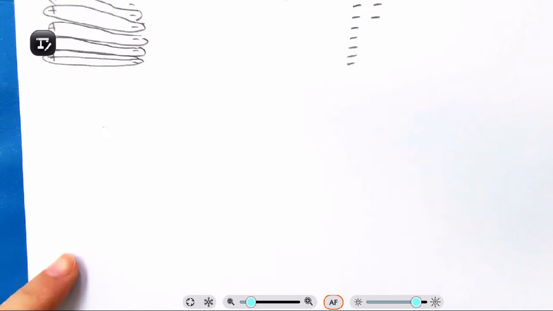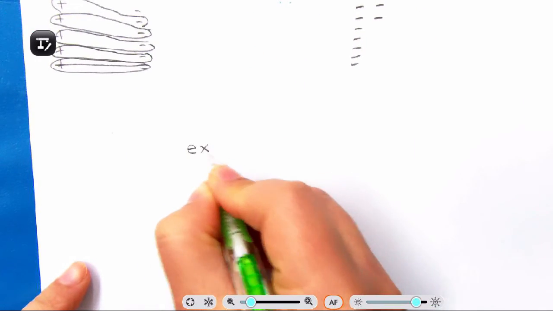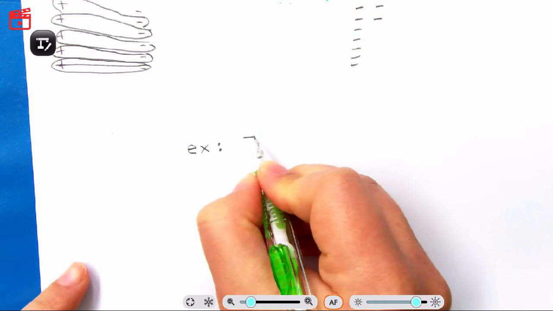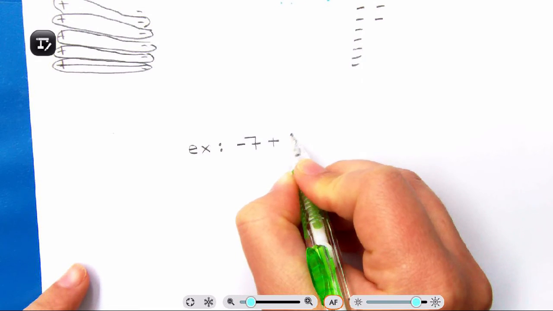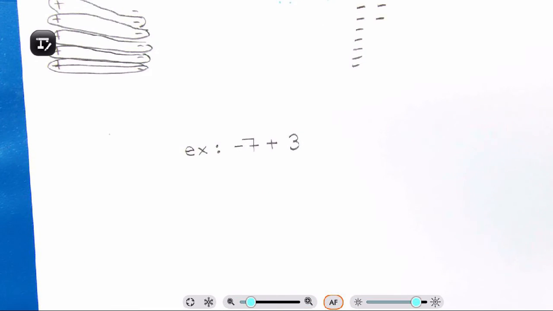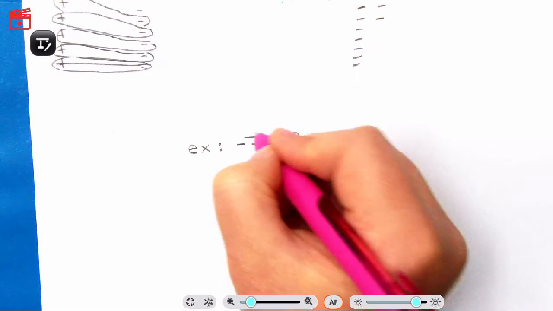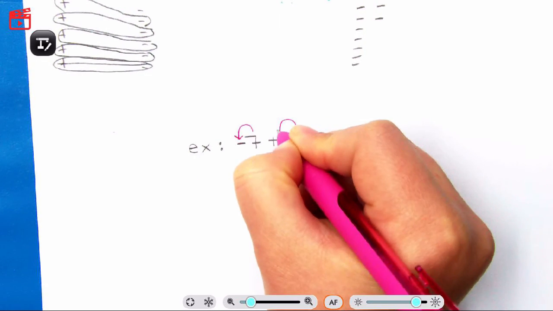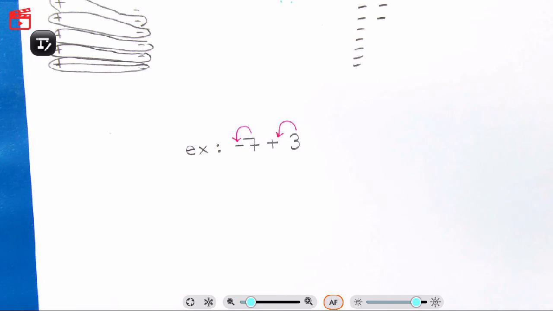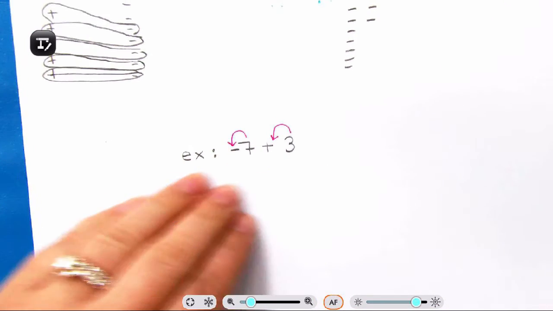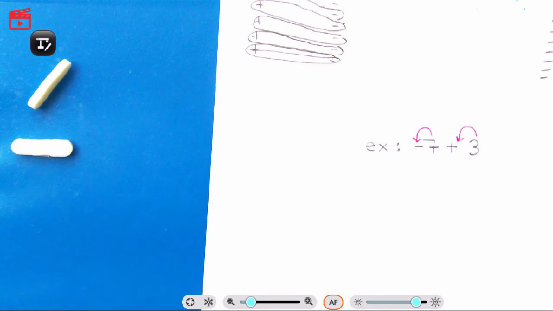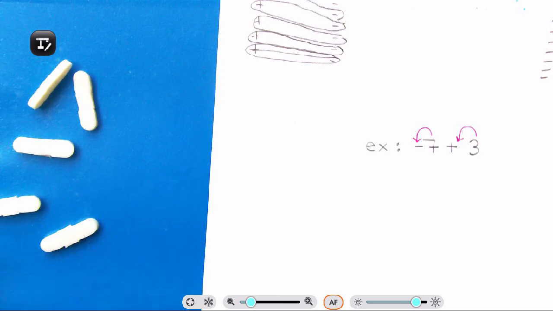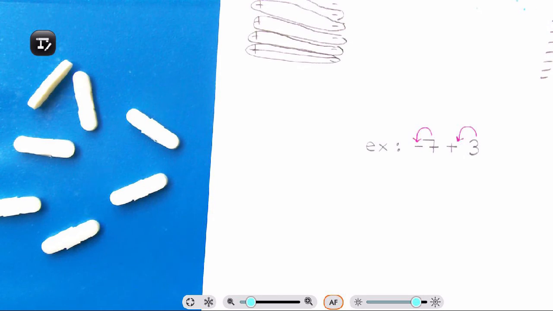Let's do one more example. This is going to be our last one. Let's do smaller numbers so I can show you with counters. Let's do negative 7 plus 3. Again, pay attention to the sign in front of 7 and in front of 3. So I have 7 negatives. Let me do it on the blue binder. 1, 2, 3, 4, 5, 6, 7. And I have 3 pluses.